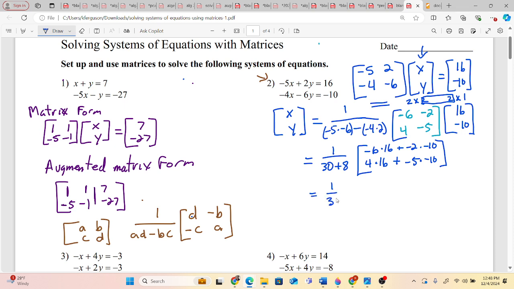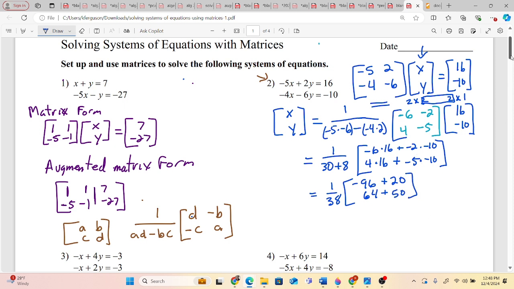I've got 1 over 38 outside. Right here, I've got negative 6 times 16. That's what, a negative 96? And then I've got negative 2 and a negative 10. So that's going to be plus 20, a positive 20. Next, I've got 4 times 16. What's 4 times 16? 64. Excellent, sir. So then plus 5, negative 5 times a negative 10. Negative 5 times a negative 10 is positive 50.